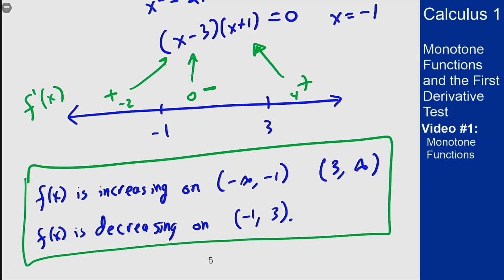That's how we can talk about increasing and decreasing functions and monotone functions in general using the mean value theorem, and use it to determine where a certain function is increasing and decreasing.